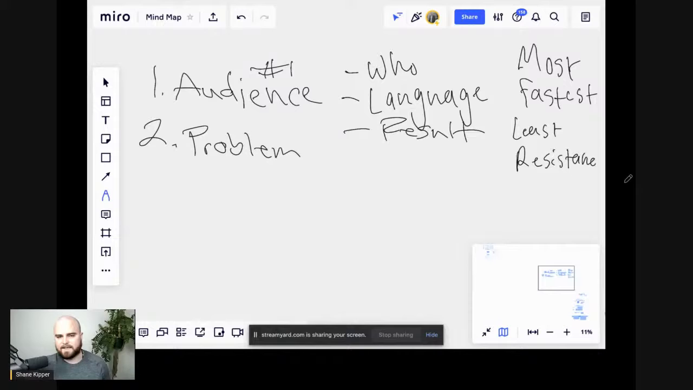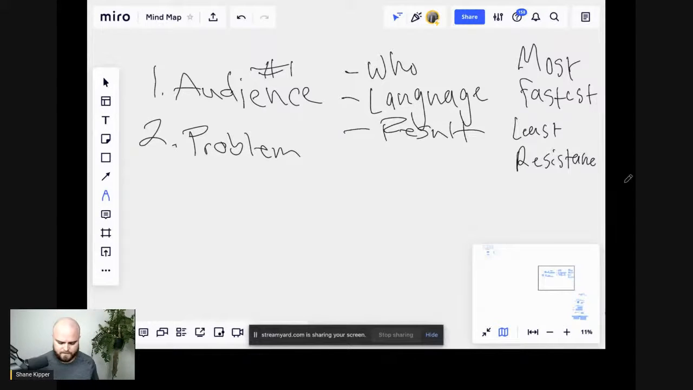Okay, there's supposed to be a C in there, but the most, the fastest, and with the least amount of resistance. Okay, when we're identifying and filtering for our audience with the who, the language, and the result that they want, we need to keep that in mind. Who can we help the most, the fastest, and with the least amount of resistance? That's going to get you a lot more clear on who you're actually talking to, and so you can actually develop a message that's compelling.